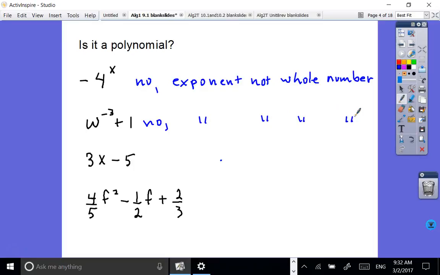Okay, how about the next one? There's only one variable term, and it's got an x, and what's the exponent on that x? It's a 1. Is 1 a whole number? Sure. Okay, how about this one? There's no problem with having the coefficients or the constant term be fractions. It's the exponent that can't be fractions. So both of these are yeses because all the exponents are whole numbers. So that is a yes, and a yes. And again, when you don't see the exponent, that means that it's 1.